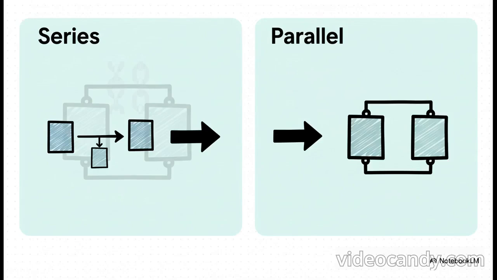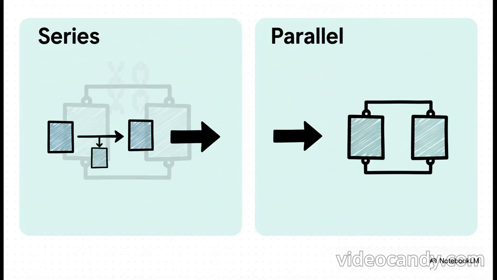When you put them in parallel, it's easy. You just add up their capacitances. You get a bigger total storage tank. But here's the weird part. When you connect them in series, the total capacitance actually decreases. It ends up being even less than the smallest capacitor you have in the chain.